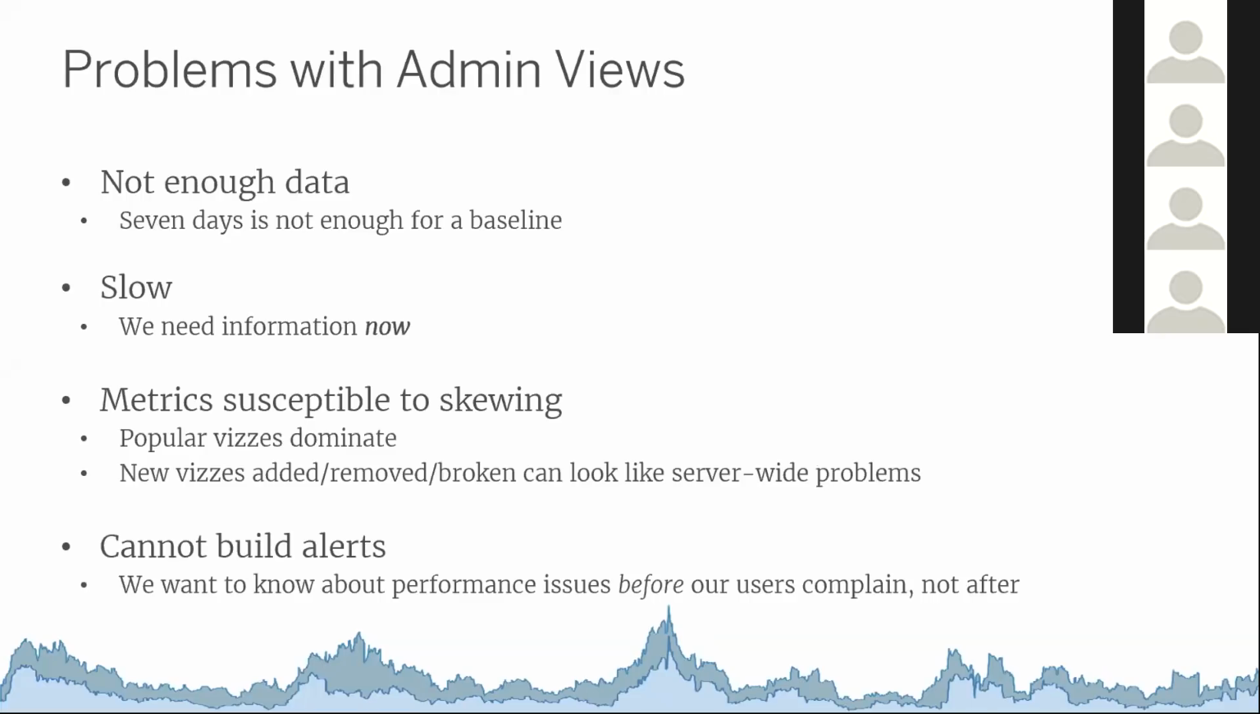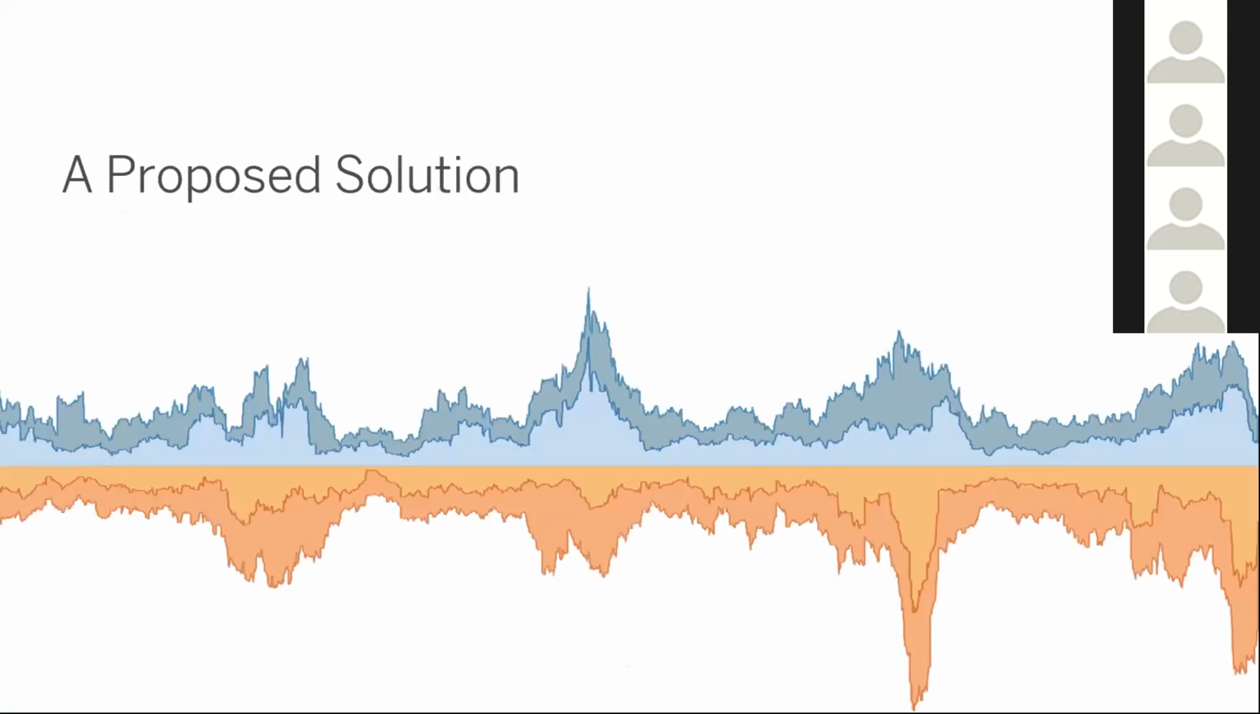So the reason we need an alert is we really want to know when something is happening right now. We don't want to wait till users complain. We want to know it before they know so that we can fix it before they start complaining, because that improves the user experience for everyone. So let's talk about a proposed solution.